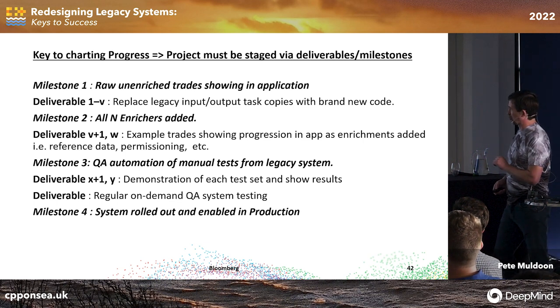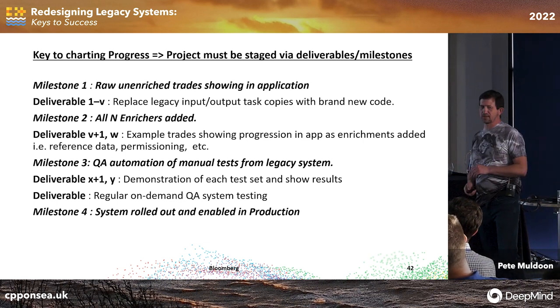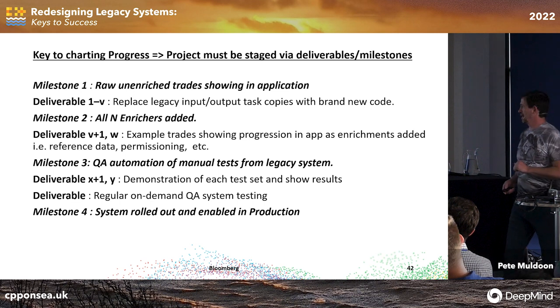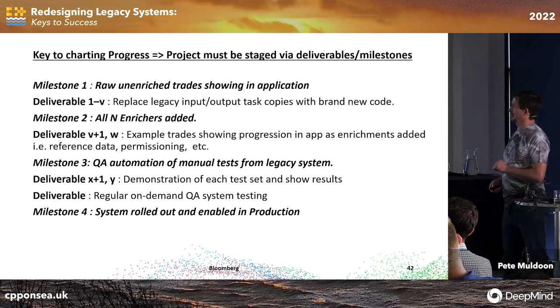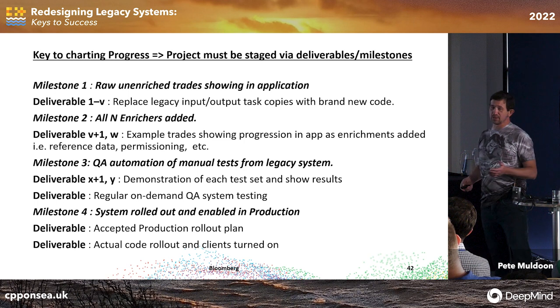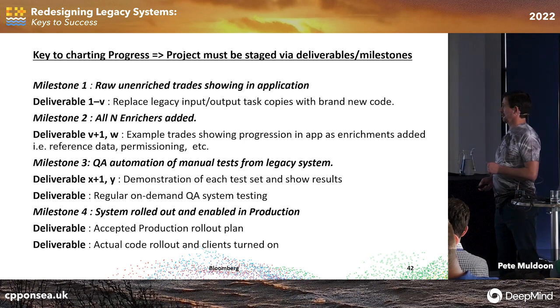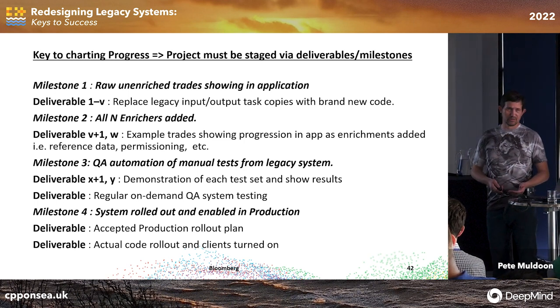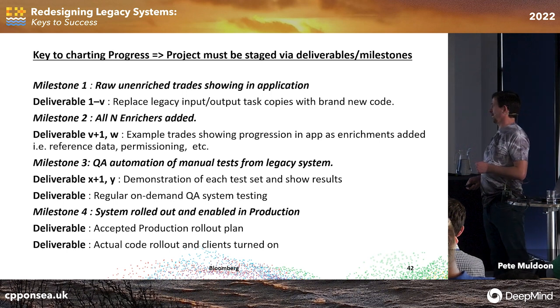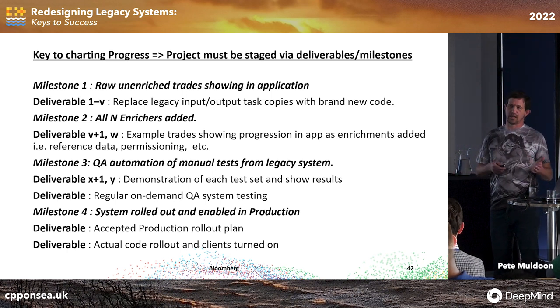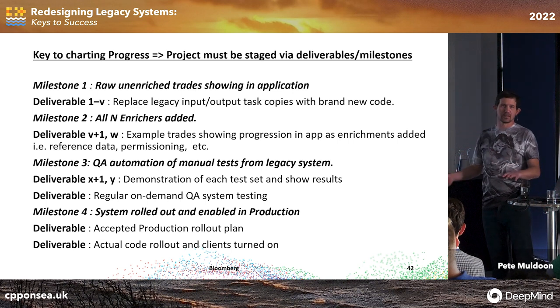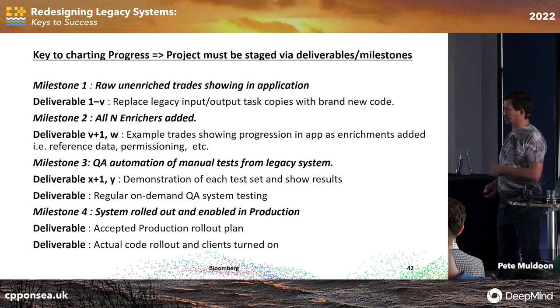And milestone four was having the system rolled out and enabled in production. An accepted rollout plan, right? Actually rolling out the code had dates on that. And then we have this thing, like I say, where we turn clients on. So it's not that we roll out the code and the old code is not there. Both sets of code are right there, and we decide who goes where.